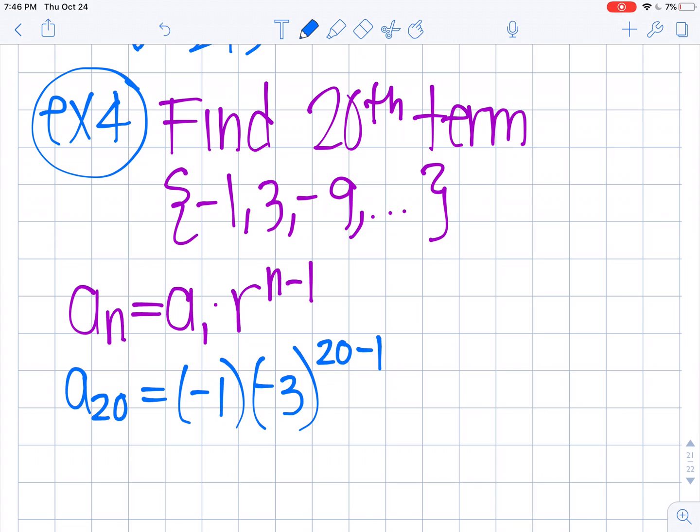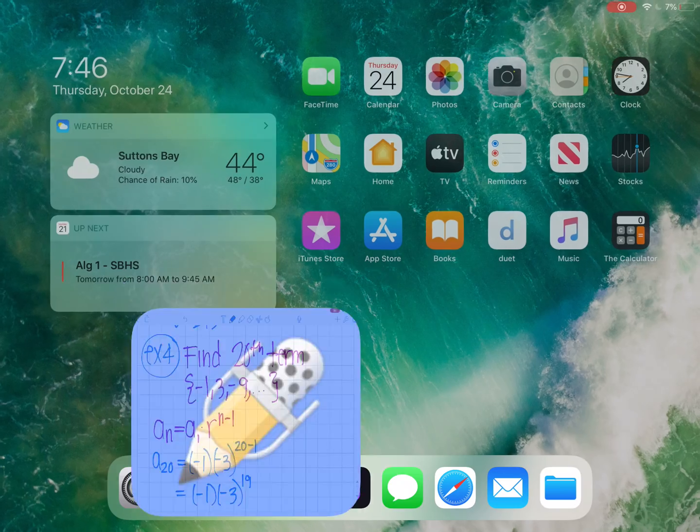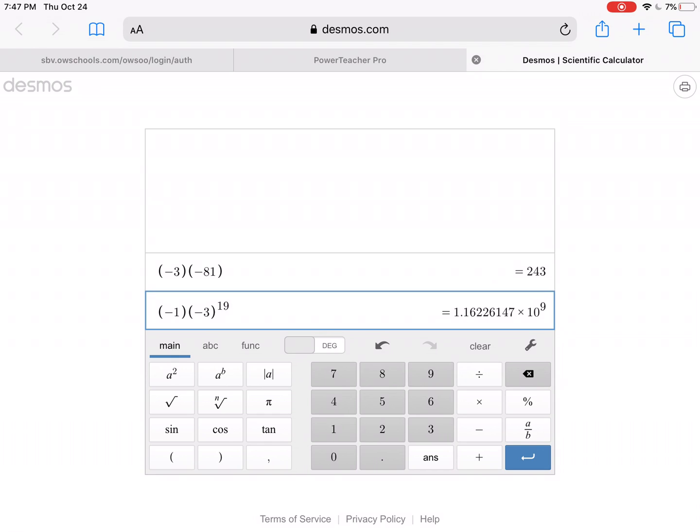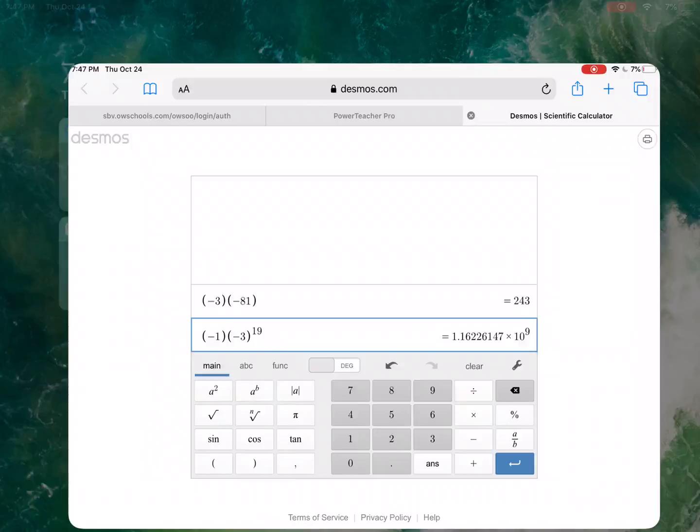So I literally just take this and plug it in on my calculator. I'm going to do a little simplifying first, just so it's a little easier to plug in. 20 minus 1 is 19. So I do negative 1 times negative 3 to the 19th power. On my calculator, I type parentheses, negative 1, times negative 3, and hit the exponent key to the 19th power. This gives me a big, huge number, 1.162 times 10 to the 9.